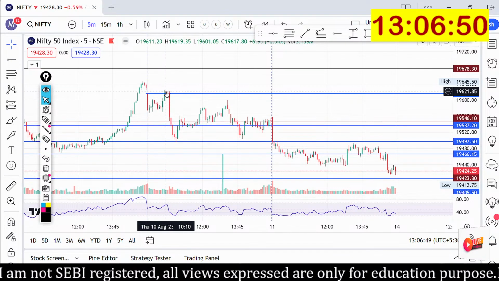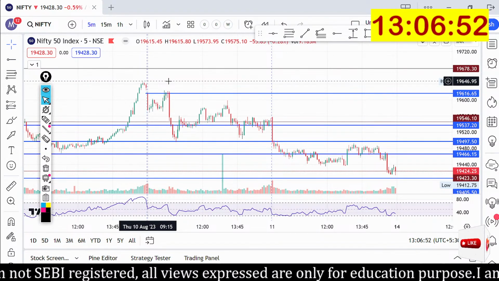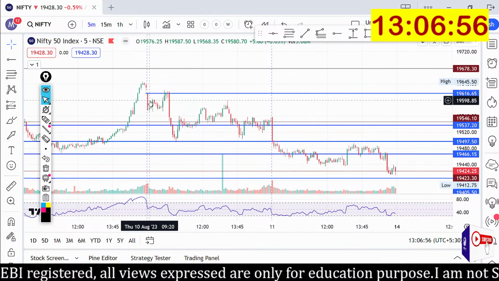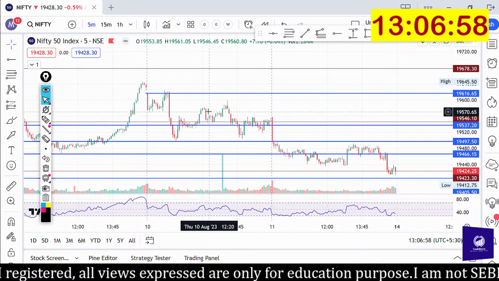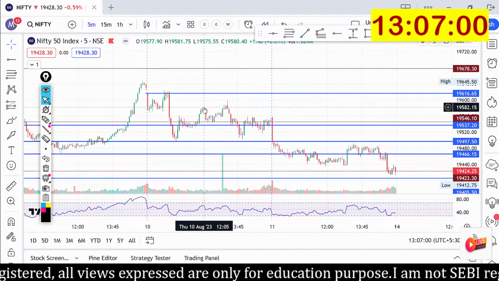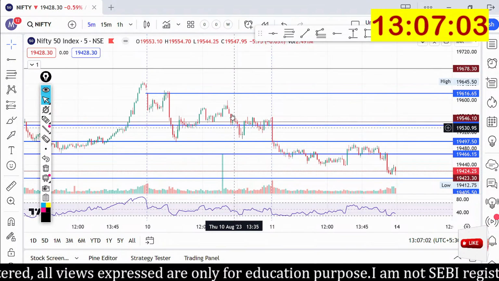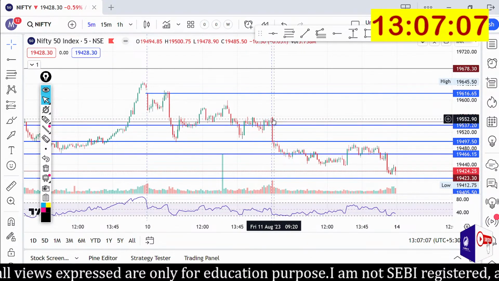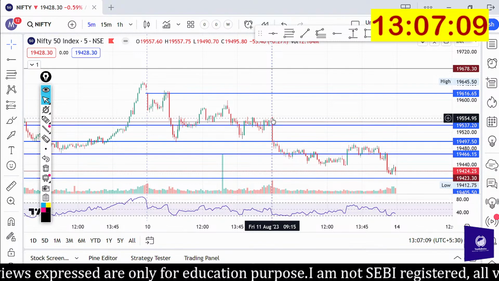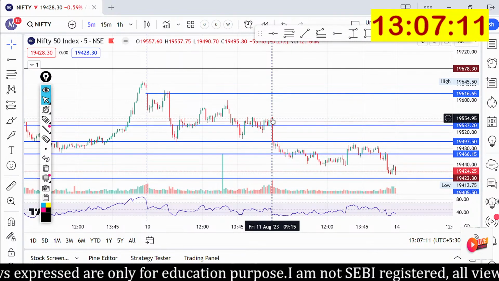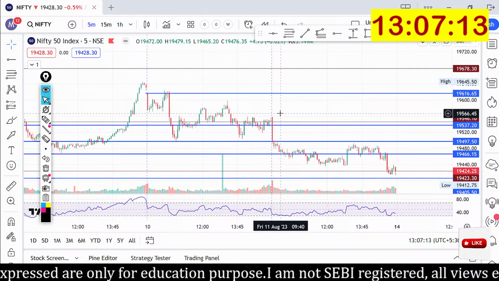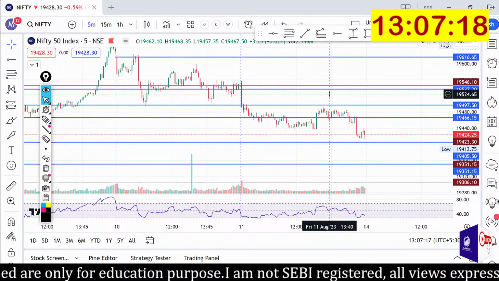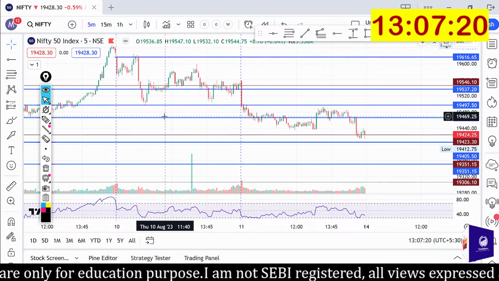So one pattern is, okay, a swing high, a second swing high, a third swing high, right? It tries to break, but it fails. Then this is a swing now. For any up move to start off, we need to break this. Right? So as of now, what is the market doing?